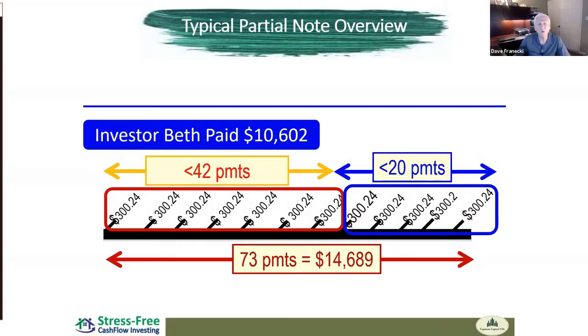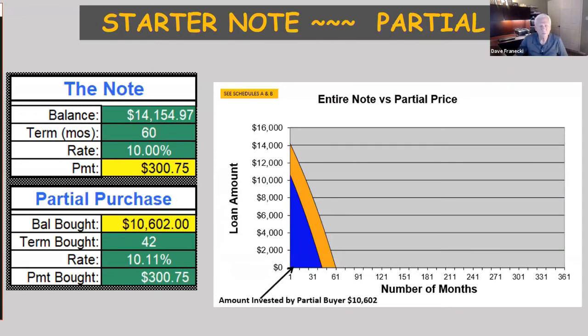She put her money to work. She got a small rate of return, not a whole lot, but she got something out of it. So it was a win-win for everybody. Here's what it looks like.